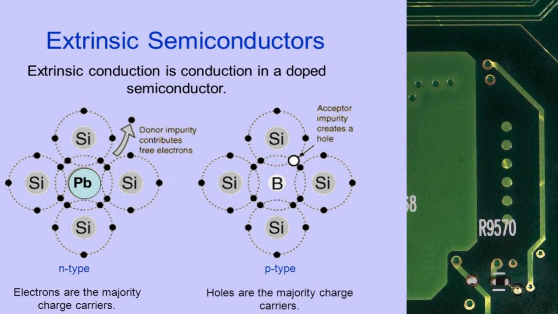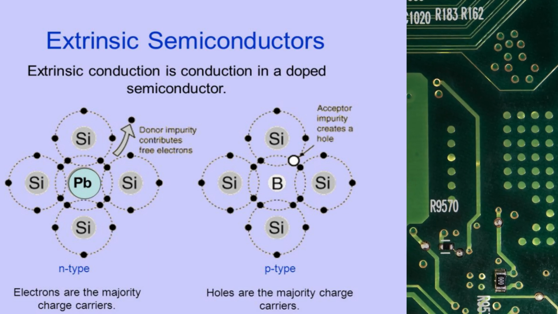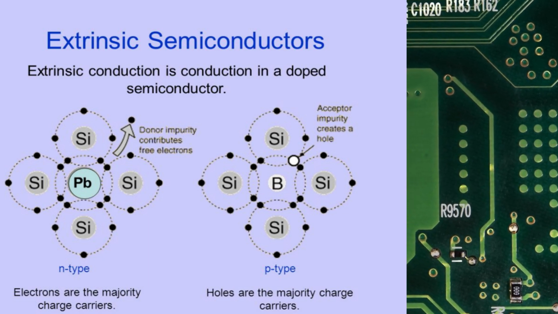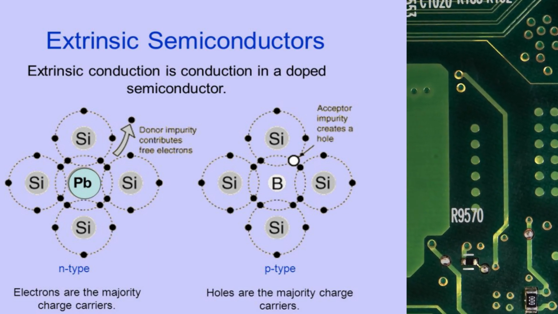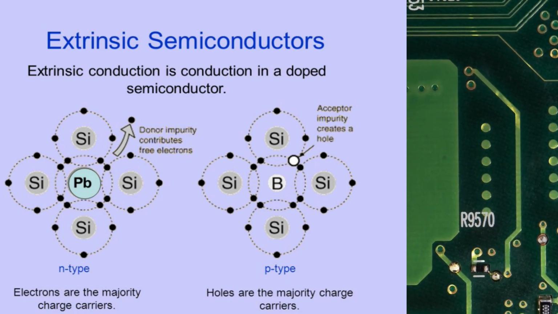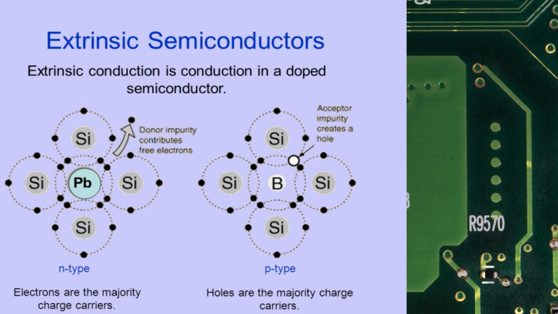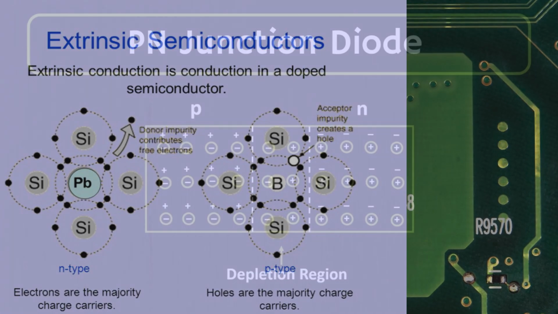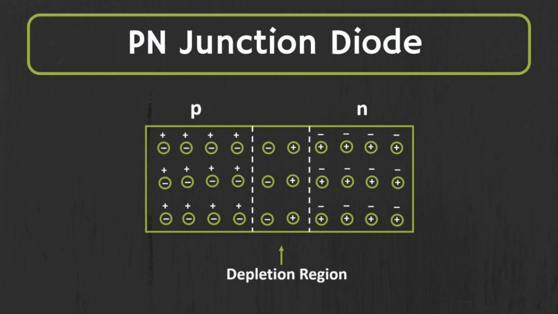P-type semiconductors, on the other hand, are created by adding trivalent impurities such as boron. These impurities have 3 valence electrons, resulting in a hole that is free to accept an electron. This movement of holes is what makes P-type semiconductors conductive. When we join these 2 types of semiconductors, N-type and P-type, we get a p-n junction. This junction forms the basis for simple semiconductor devices like diodes.